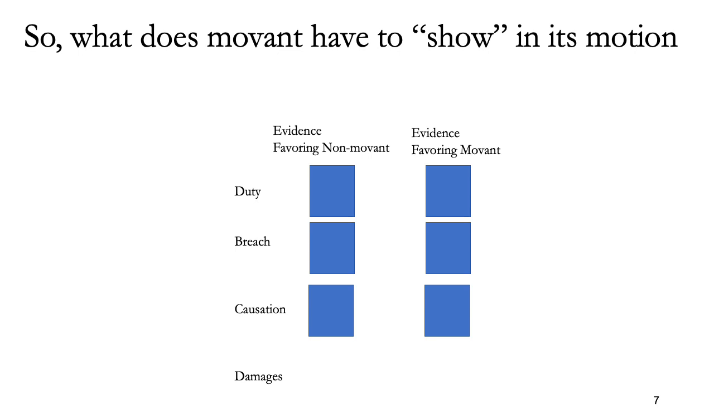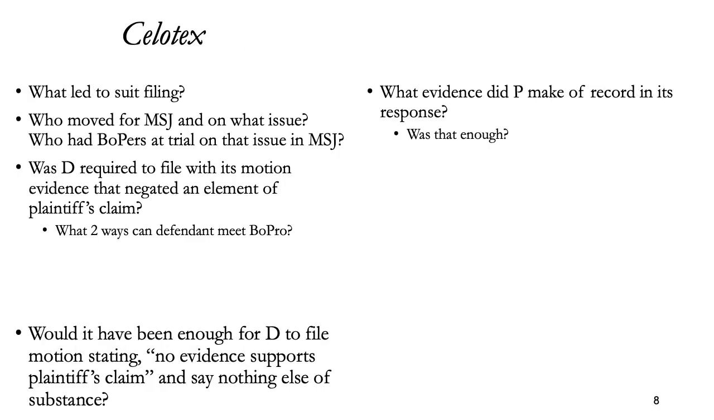So what does the movant have to show in its motion? That's what Celotex is about. Celotex is addressing the question of when you're filing your motion as a defendant in a summary judgment motion, what do you have to show about the state of the evidence? The language is that you have to show no reasonable jury could find for the non-moving party. But what does it mean? And Celotex gets into that.